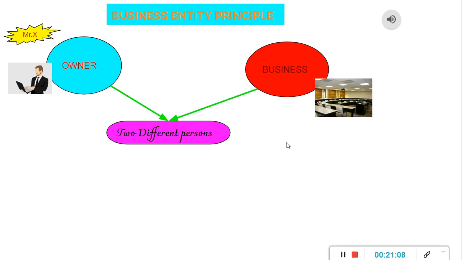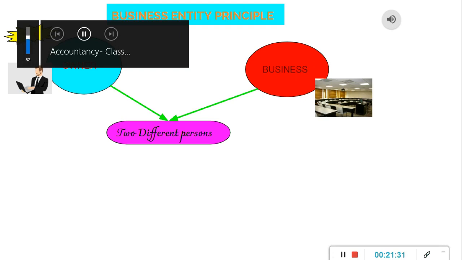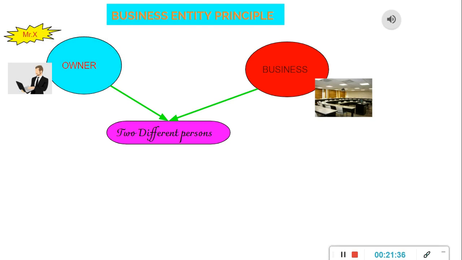So here, according to this principle, the owner and the business are two different persons. Let the owner be a person, and in the same way let the business be another person. Means in accounting records, it is assumed that the business and the owner are two different persons. Clear?